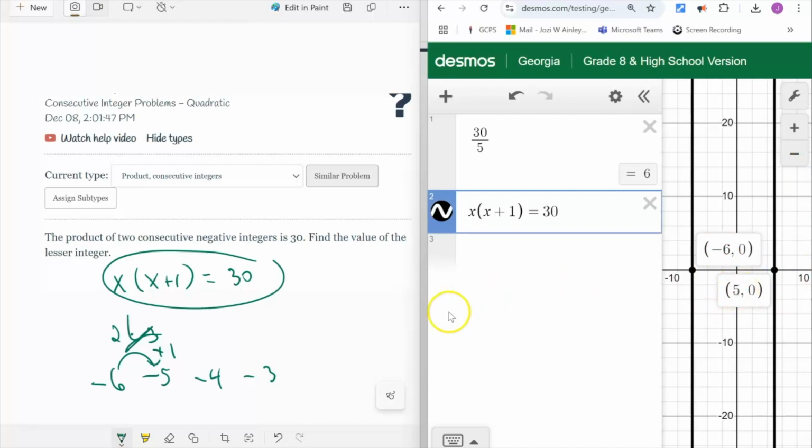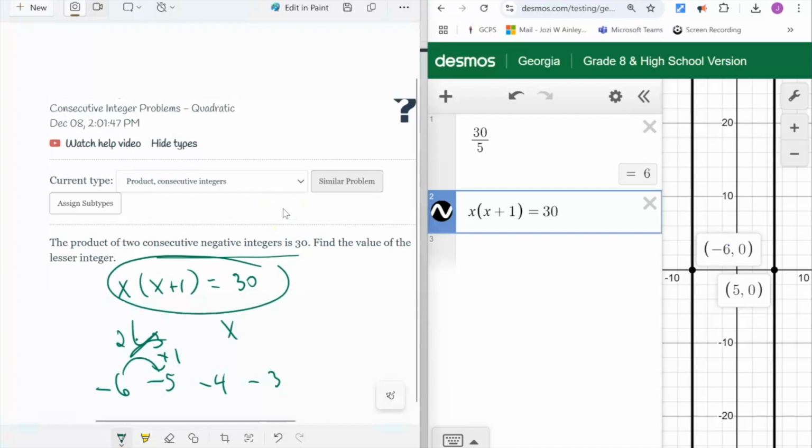Now, we do have to read the question because it has two solutions, right? But it says two consecutive negative integers. So which one is negative? It's negative 6. So here we know x is negative 6. So if the first one is negative 6, plus 1 will give me negative 5. So it's negative 6 and negative 5.